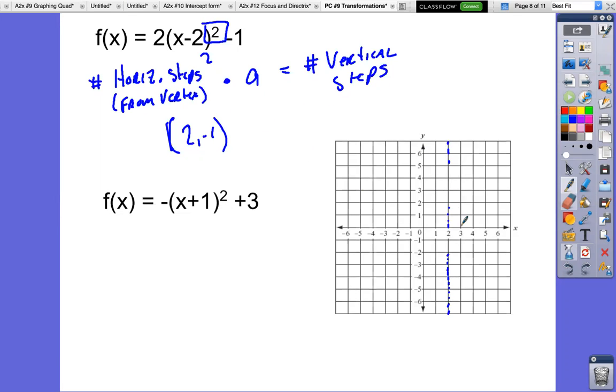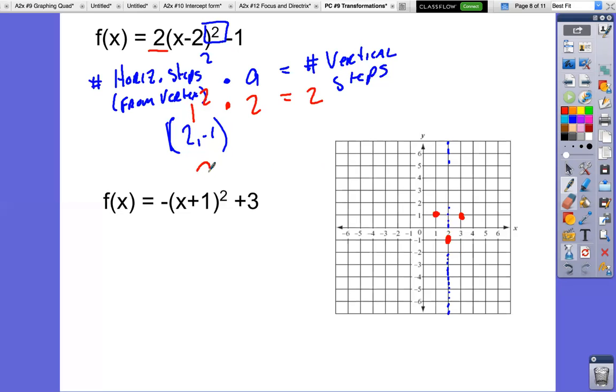But from this point, 2, -1, if I take one horizontal step from the vertex and I square it times my A value here is 2, that's going to tell me how much I go up or down. 1 squared is 1 times 2 is 2. So one horizontal step means I go up 2, but again, both ways.